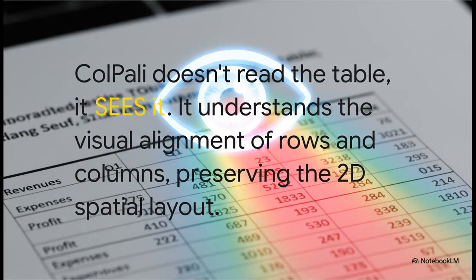But ColPali just sidesteps this problem completely, because it never tries to read the table in the first place. It sees it. It understands the grid. It knows that a number lines up with a certain column header and a certain row because it's preserving that two-dimensional layout in its embeddings. It gets the table for the same reason you do: by looking at it.